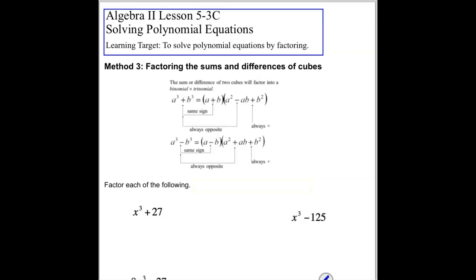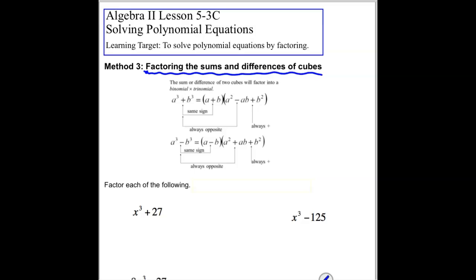Today we're going to look at section 5.3c. We are continuing to solve polynomial equations by factoring. Our new technique today is to factor what we call a sum or difference of cubes. All right, so we're going to start with the factoring technique and then we'll add in the actual solving with that technique.